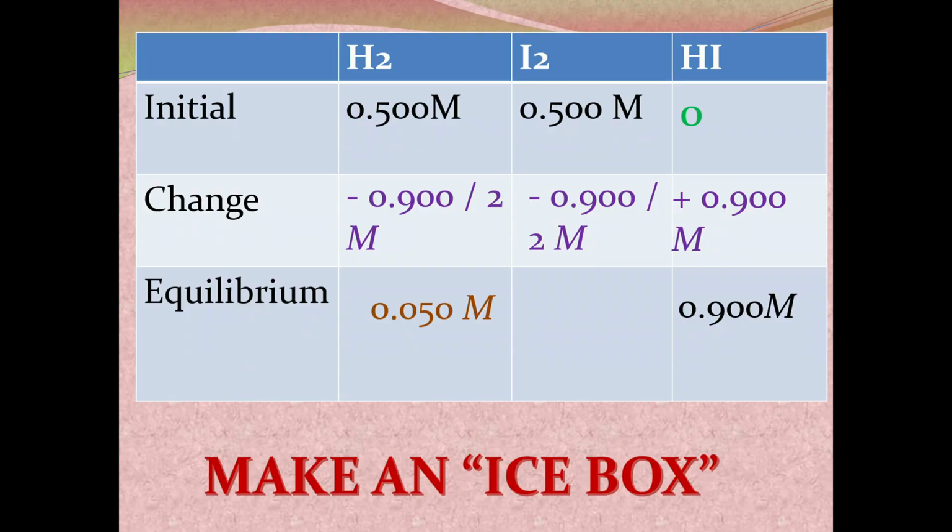So now my equilibrium is 0.050. This is negative 0.450. This is negative 0.450. So my equilibrium concentrations of H2 and I2 are 0.050 molar. So now again, I had equilibrium concentrations. I can find K.